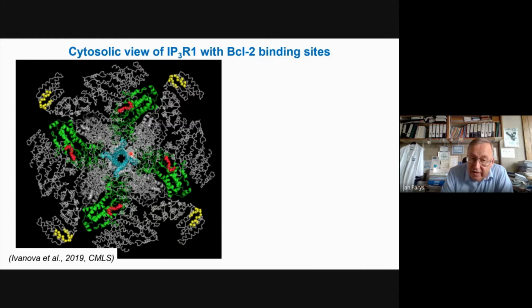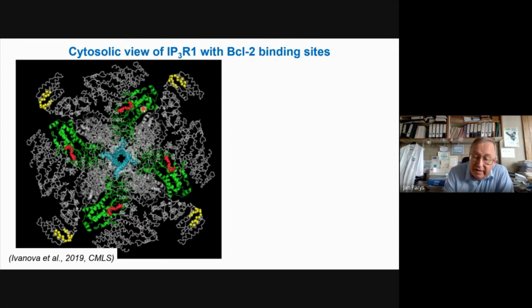So we have here the pore domain that we see from above, and we have the interaction of the BCL2 transmembrane domain with the transmembrane domain of the IP3 receptor. Then we have the binding site in the regulatory part of the IP3 receptor. And in green is the IP3 binding domain, with in red the IP3 binding amino acids. And when you look from the top, you see that in fact the binding site in the regulatory domain is quite close to the binding site on the IP3 binding core.